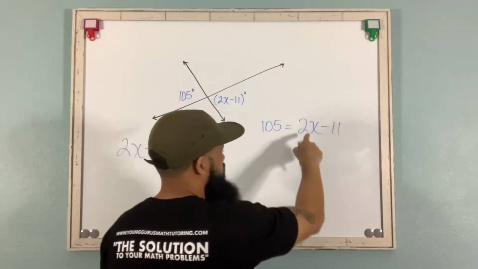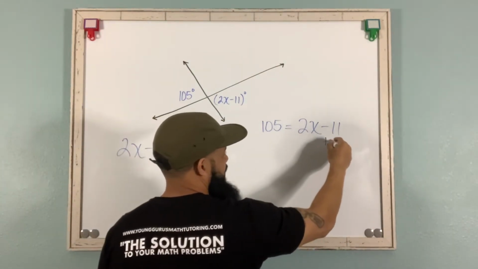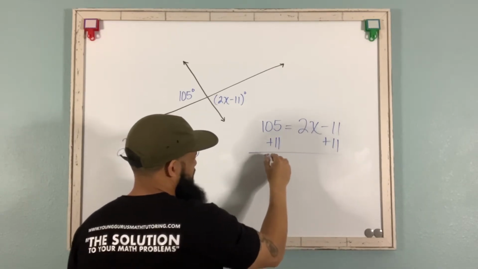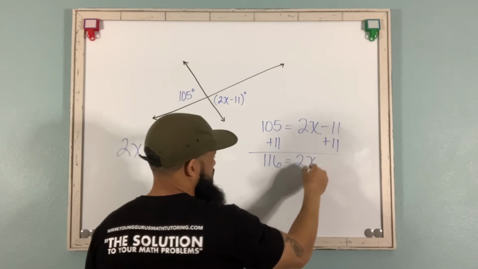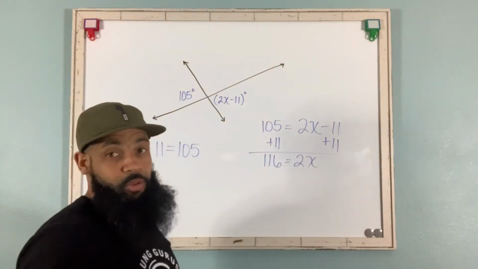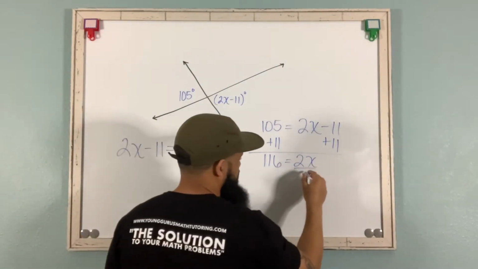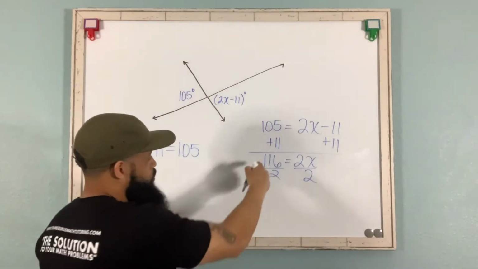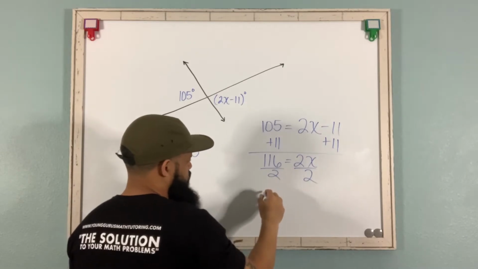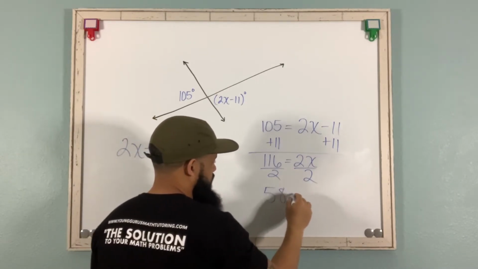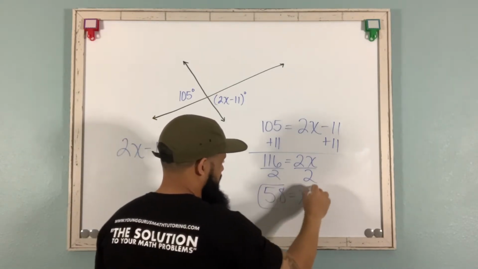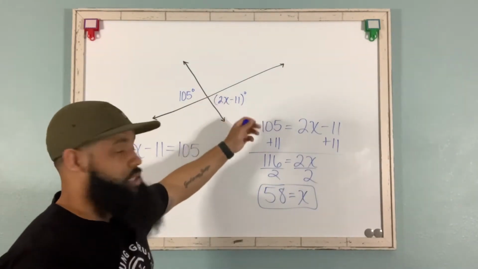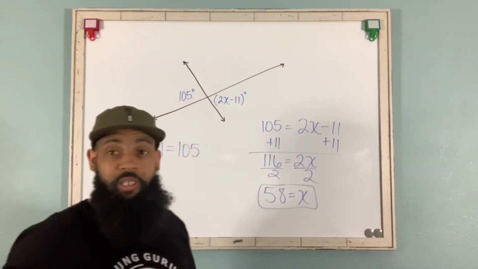Either one of these will give you the same answer. What we want to do is get x by itself, so I want to start by adding 11 to both sides. That gives me 116 is equal to 2x. This is saying 2 times some number equals 116. The opposite of multiplying by 2 is dividing by 2, so 116 divided by 2 is 58. So 58 equals x. We know that this angle is 105 degrees because it's a vertical angle.